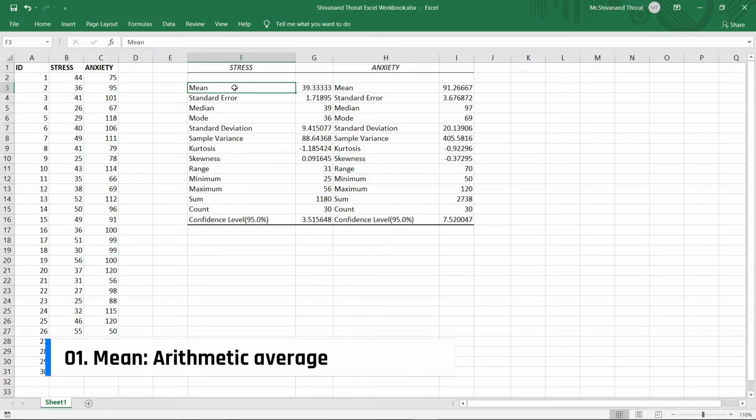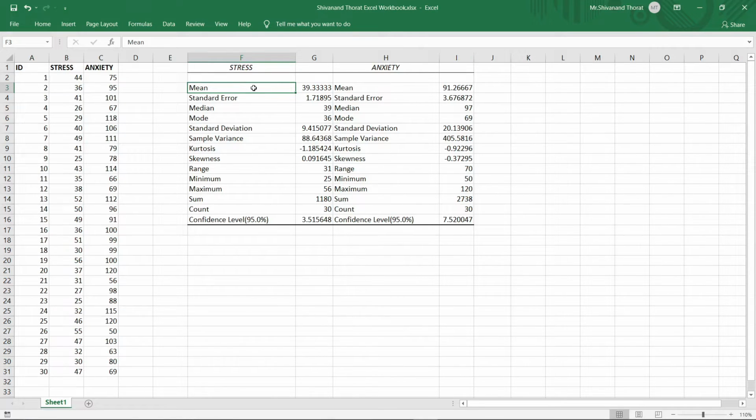Mean is an arithmetic average of all values in a variable. For example, if I add all 30 scores on a stress variable and then divide that sum by 30, that is by total number of sample elements, I will get the arithmetic average, that is what we call mean value.